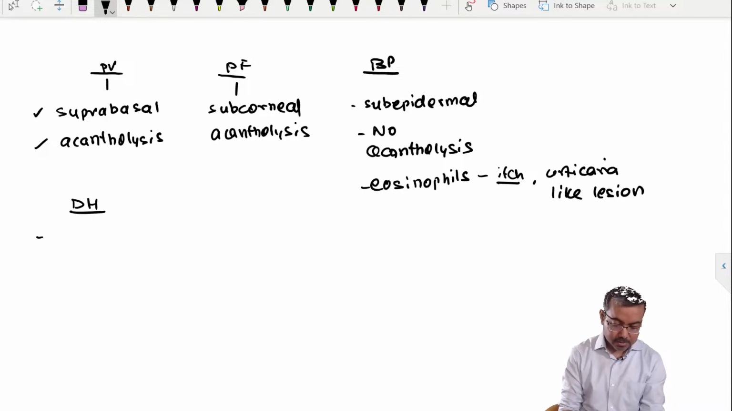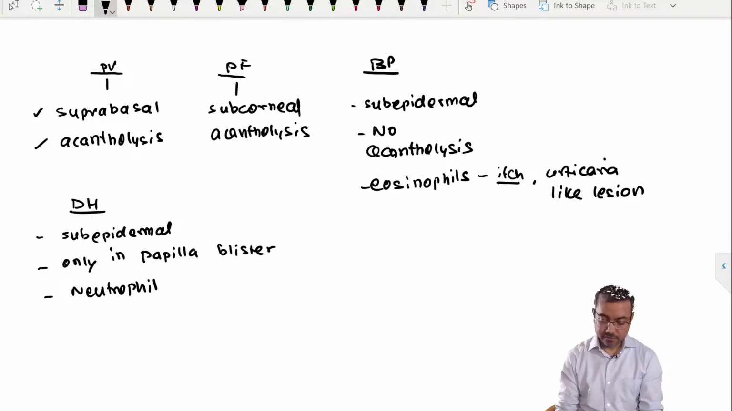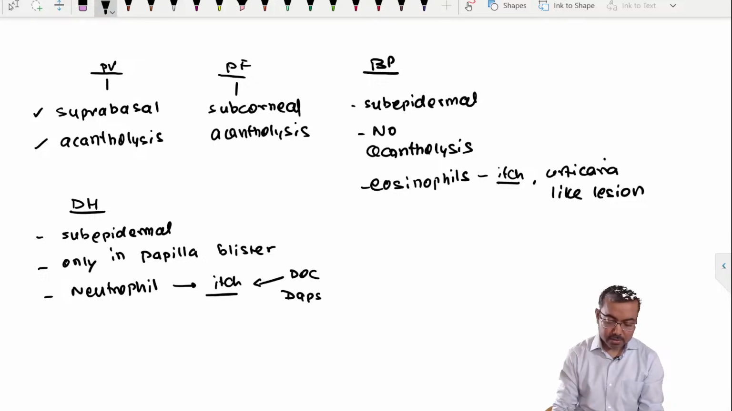Dermatitis herpetiformis, again subepidermal, but guess what? The blister is only in the papilla, and not eosinophils. This time you're going to get a lot of neutrophils. This neutrophil gives you a lot of itching, and the drug of choice that we give here is dapsone.